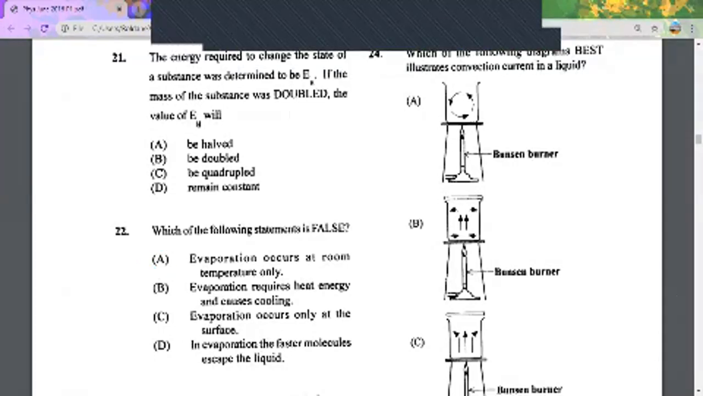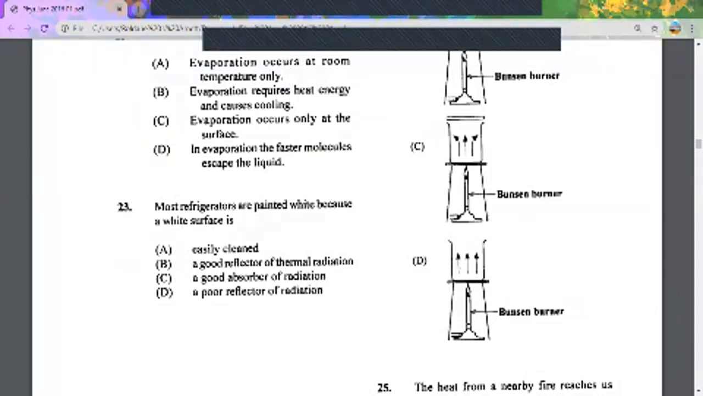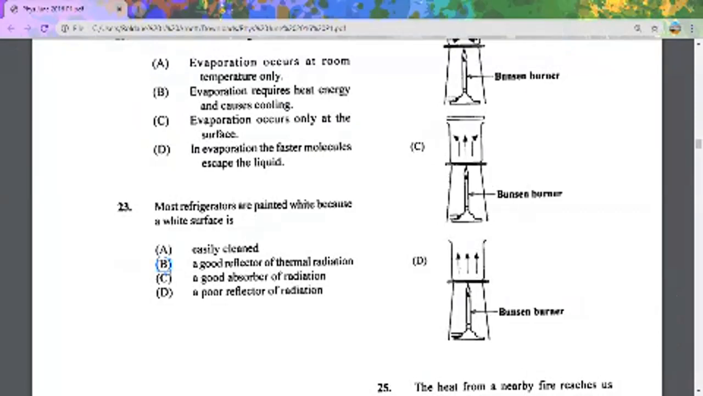Let's go on ahead to 23. Oh, it's down here. Most refrigerators are painted white because white is a good reflector of thermal radiation. B. Yeah, not that hard.